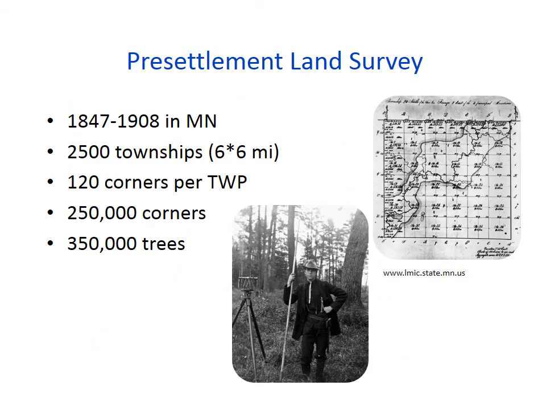The pre-settlement land survey was done from the mid-1800s into the early 1900s in Minnesota, and these surveyors divided the whole state into 2,500 townships, each of which is 6 by 6 miles. There's an example on the right, and then that's divided into 36 one-square-mile sections. So there are 120 corners per township, 250,000 corners in the whole state, and in each of those corners tree species that were present were recorded, so 350,000 trees are in the database.